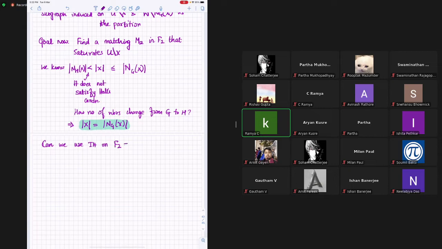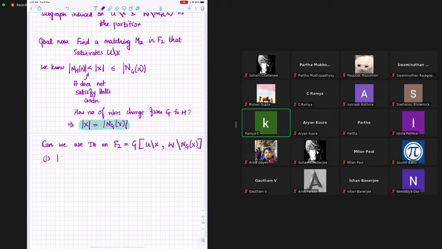Right. So what is F2? F2 is the graph you construct from G. One partition is U minus X. The other partition is W minus NG of X. So the first thing we have to show is that this part is the smaller partition.